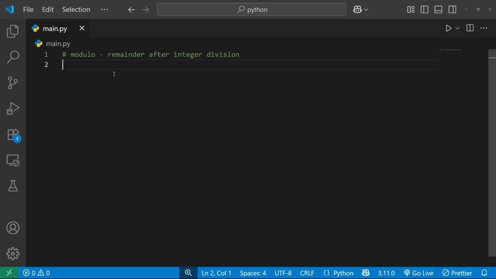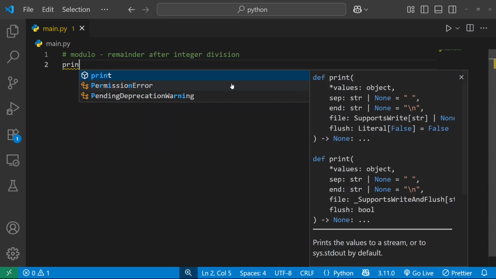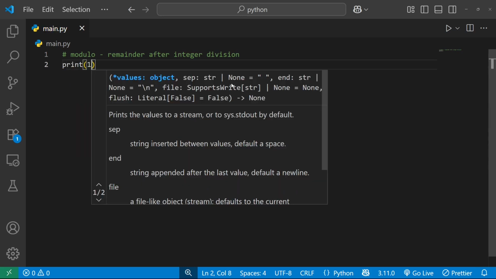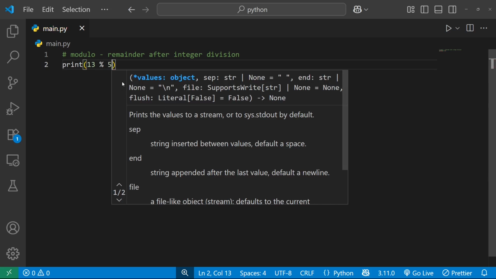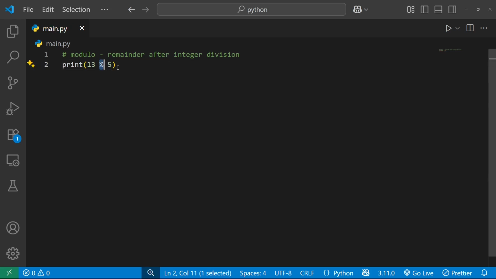Now guys, I would like to speak about modulo. What does it mean? It's a remainder after integer division. So what does it mean? So for example, if I will print 13 modulo 5. Modulo is this mark. It means percentage in a normal way, but here it means modulo.